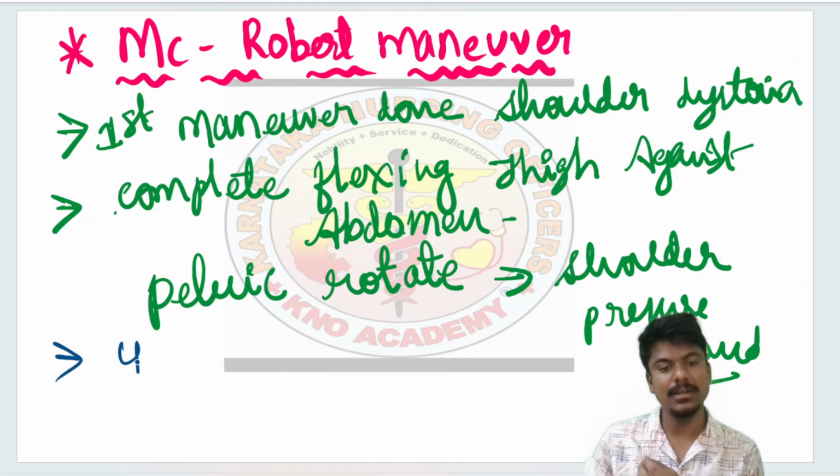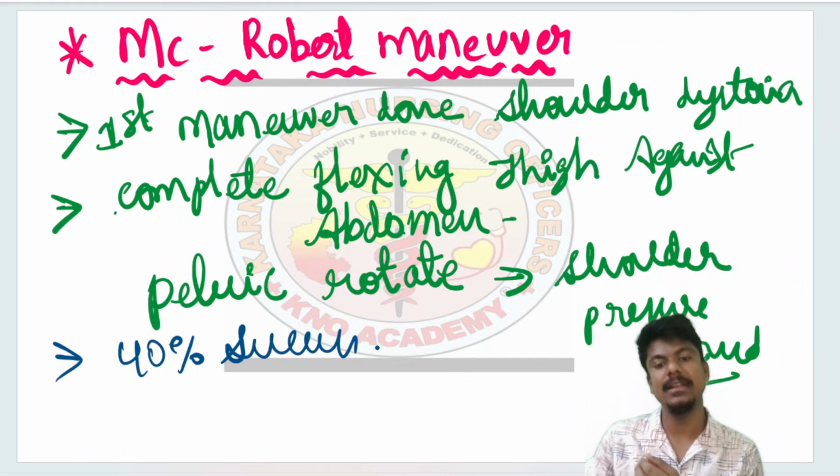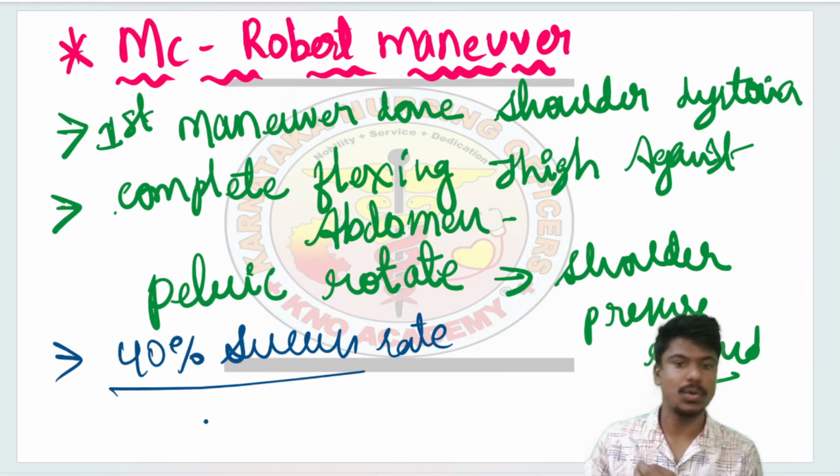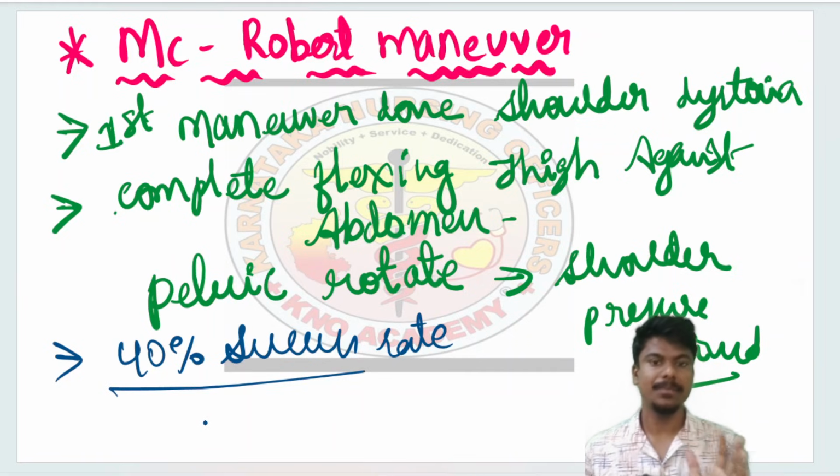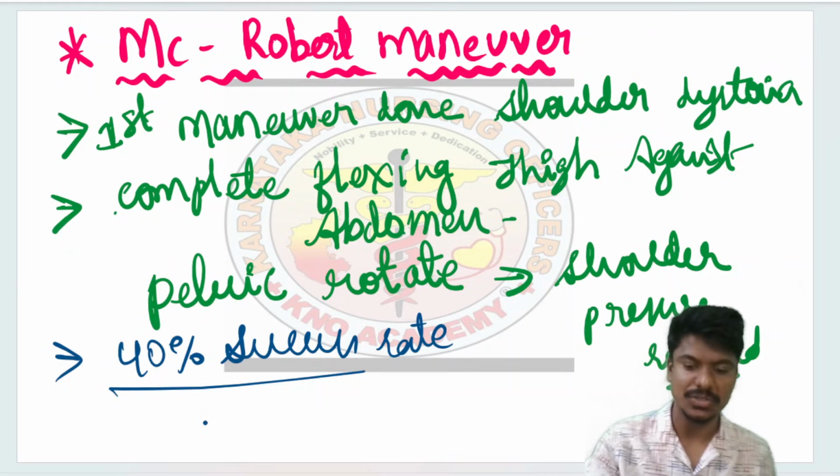That's why it has a 40% success rate in shoulder dystocia. It relieves the pressure on the shoulder by rotating the pelvis. So that's our McRoberts maneuver, the first maneuver done in case of shoulder dystocia.